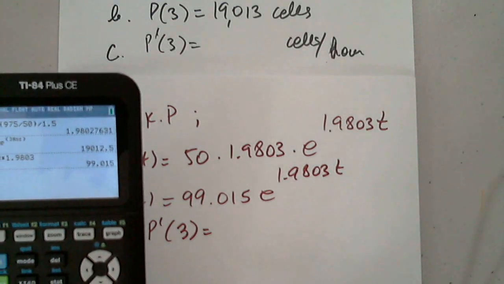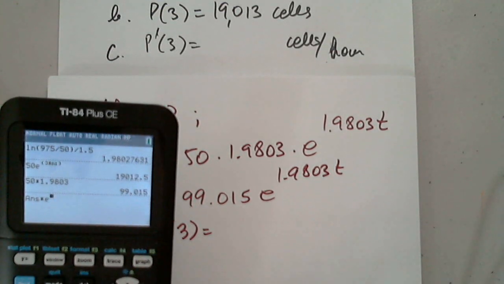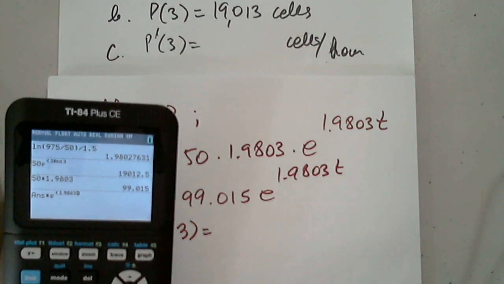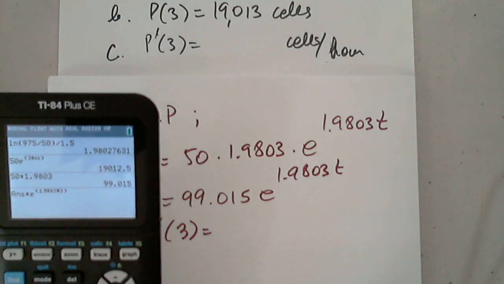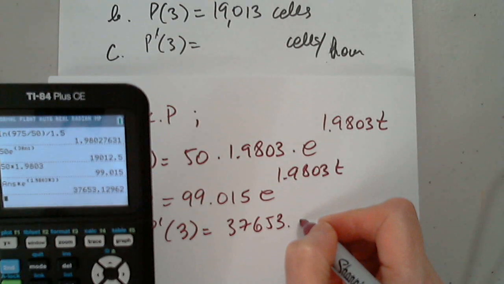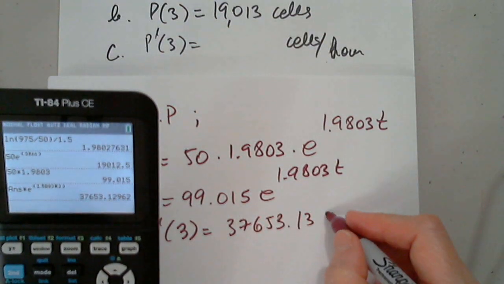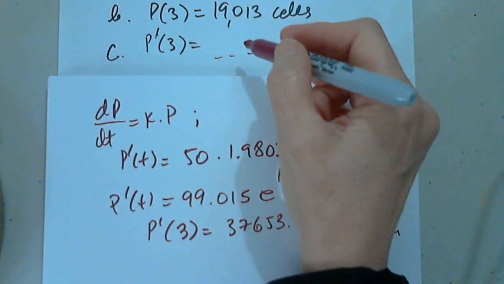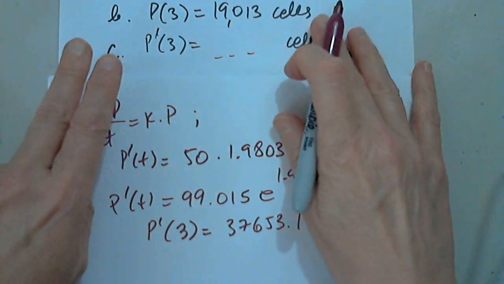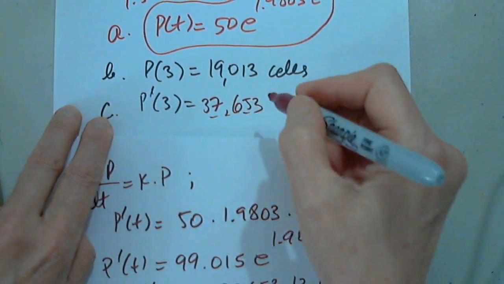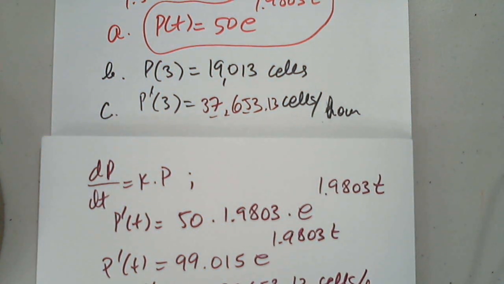So this number multiplied by e raised to the power 1.9803 multiplied by 3. And I got 37,653.13, and this is cells per hour. I'm going to copy it here so I don't leave it blank. 653.13.